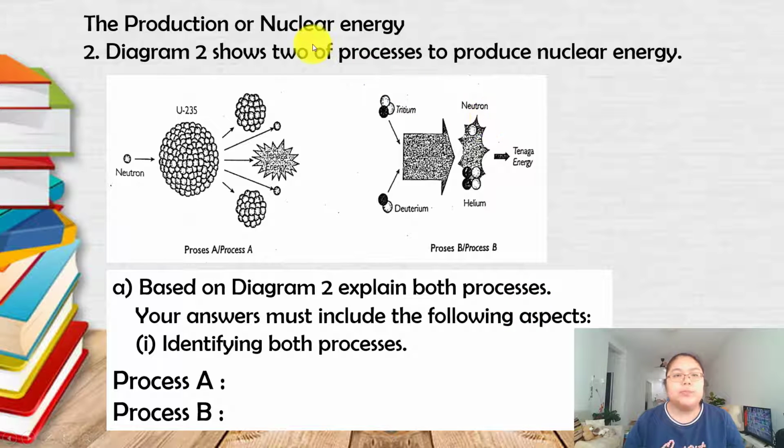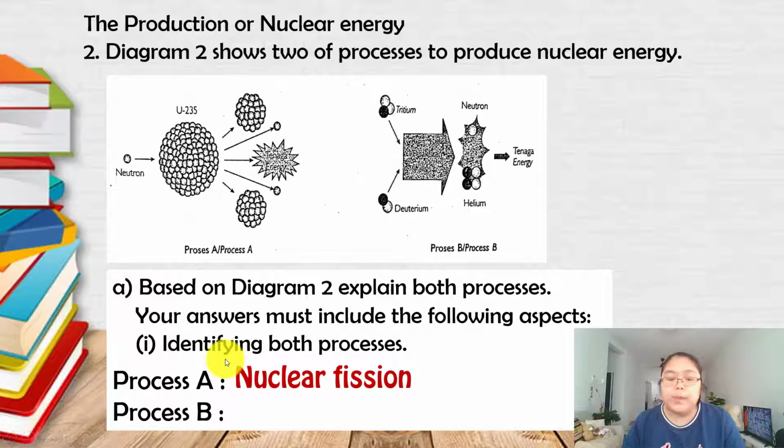So number two, the production of nuclear energy. The diagram shows two processes. Okay, let's see process A and process B. So based on diagram 2, explain both processes. Okay, so let's see the answer. You must include the following aspects. Identify both processes. Okay, process A, we call it nuclear fission. Process B, that's nuclear fusion.